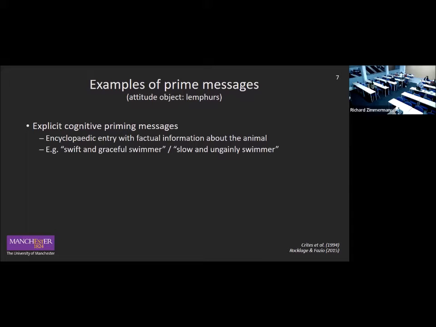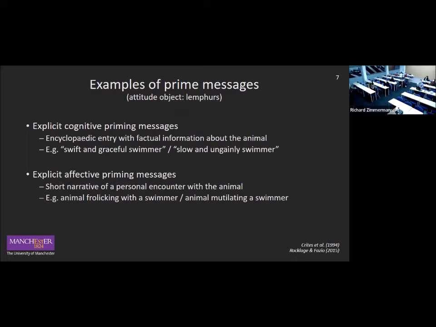The affective messages, on the other hand, were more like personal narratives. They were describing a person's encounter with the animal, essentially. So you would have things like the animal is playing around the swimmer versus the animal is brutalizing the swimmer on the negative side of things. So the expectation was that if somebody was exposed to the cognitive prime, they would then choose cognitive adjectives to evaluate the object significantly more than they would choose affective adjectives. And this is what they found.